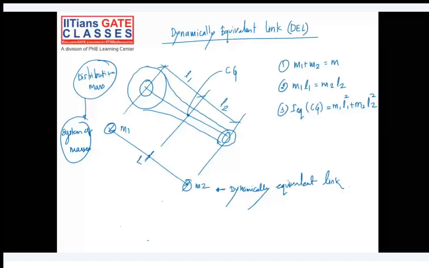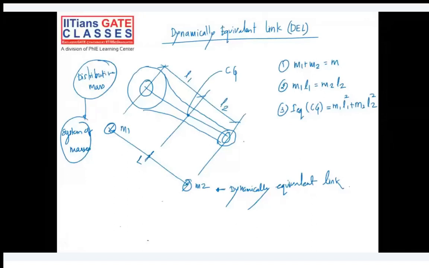So it becomes complicated to analyze that system of a distributive mass, and to make the calculation simpler and perform the dynamic analysis, we can convert that into a dynamically equivalent link. We can convert that distributive mass system into a system of masses, which I have shown below. So this is figure number 1, and this is figure number 2.